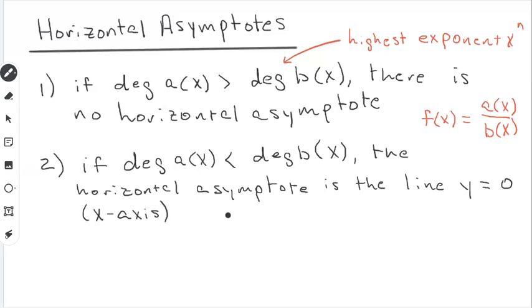Okay, so what does this really mean? Well, if the top exponent is less than the bottom exponent, then you already know what the horizontal asymptote is, and that's going to be y equals 0, also known as the x-axis. So what's going to happen with these functions is that they're going to get closer and closer to the horizontal asymptote, but never actually cross it. And we'll see an example of that in just a minute.